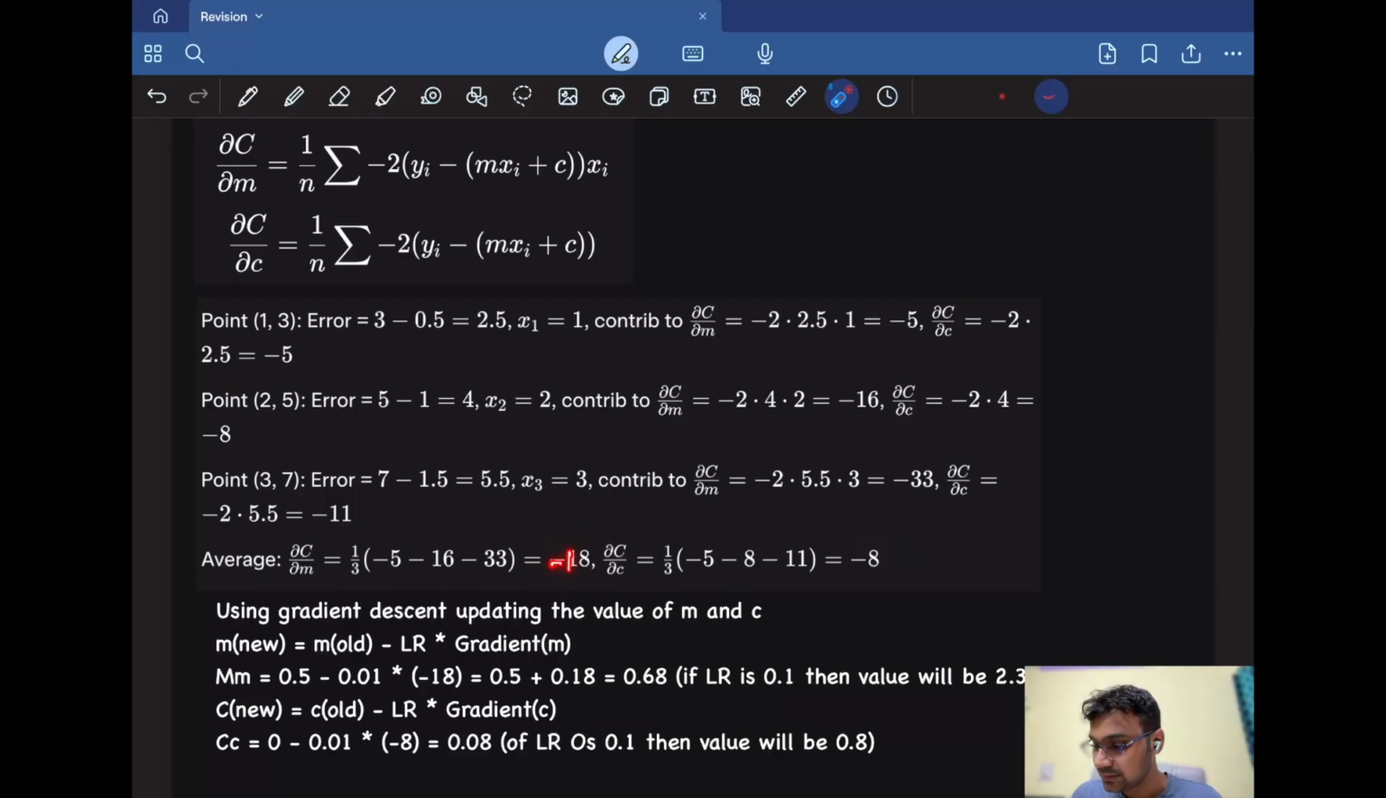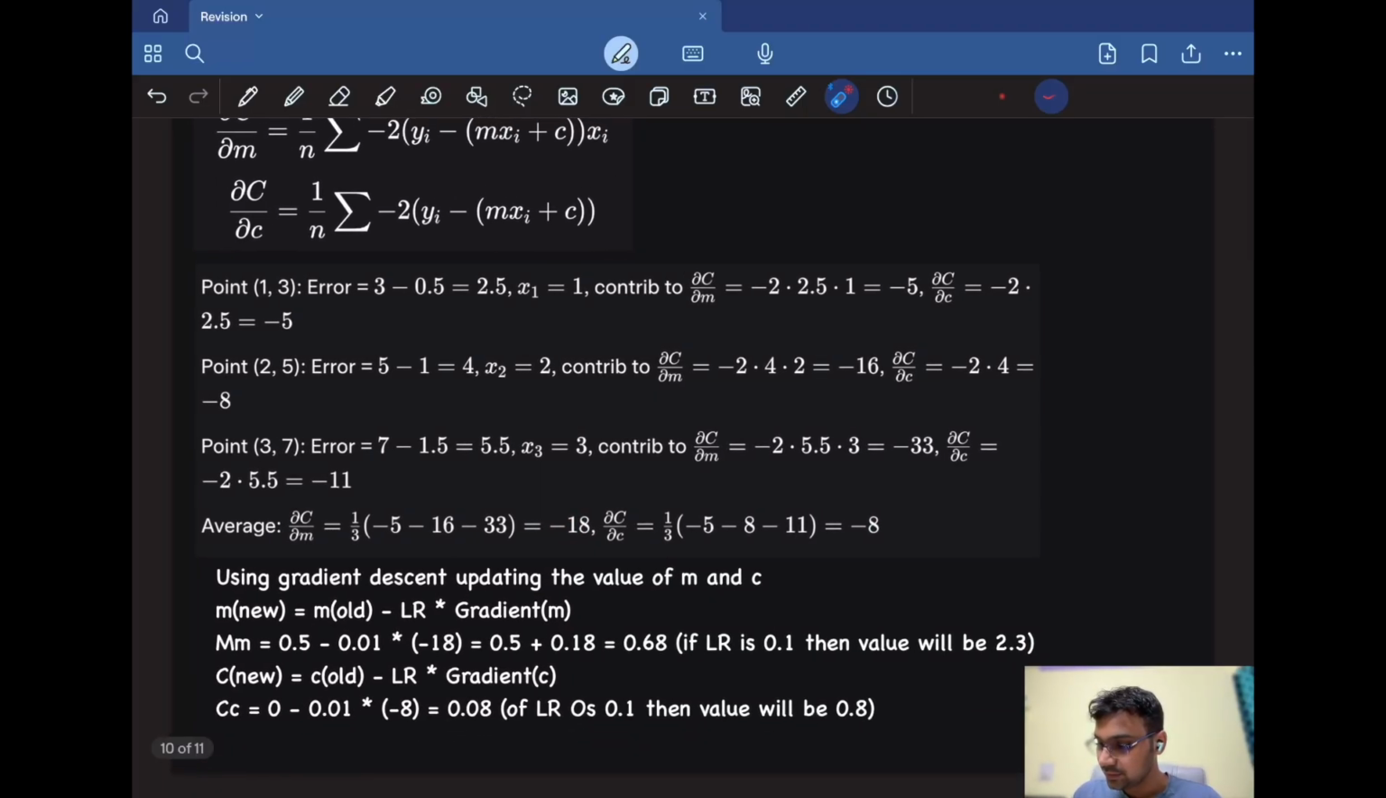Minus 18. So this is telling us, similar to the parabola example where we are standing here, we have to move in the opposite direction to reduce the loss. So we will apply the similar thing. The learning rate we have taken is 0.01, and the gradient we are getting is minus 18. So what we will get is 0.68 as the new m.